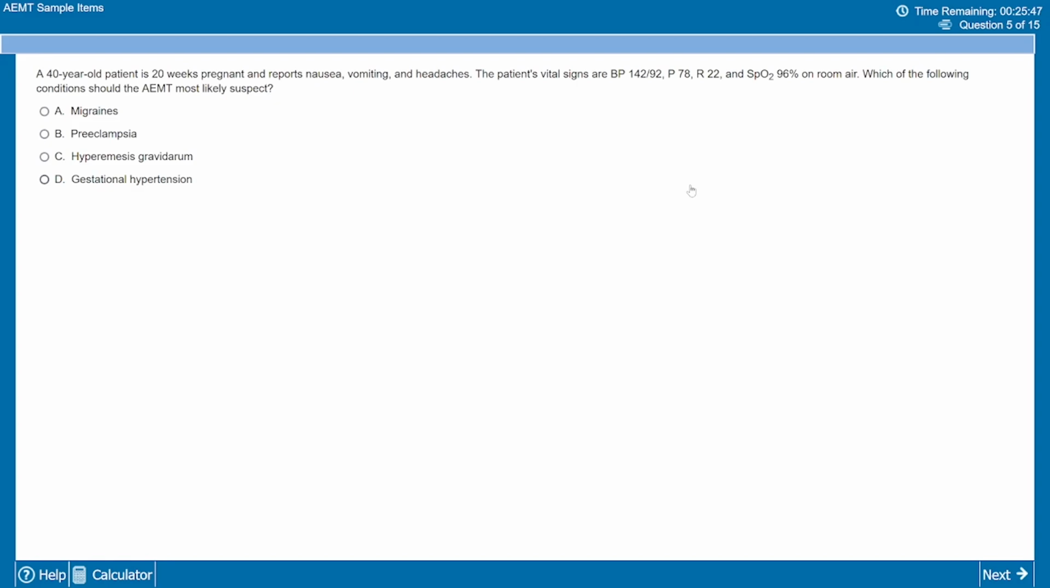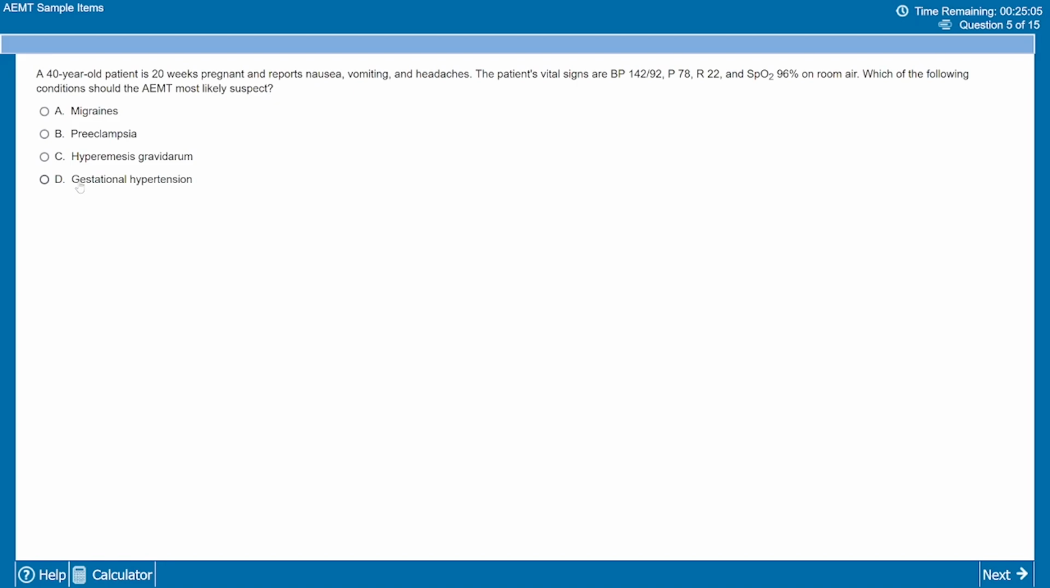Okay. So for the blood pressure, it's elevated. It's 142/92, so this is abnormal. The heart rate is fine. The respiratory rate is fine. And the SpO2 is also in the normal range. So they're all fine. But the blood pressure is elevated, and the patient also has headaches and is 20 weeks pregnant. So there's a very obvious answer, but we're going to work from here, okay? So some of you might pick migraines because you see headaches. The patient potentially is having a migraine. That's correct. But there's a better answer choice than that. So if you want to put a squiggly line here, that's fine.